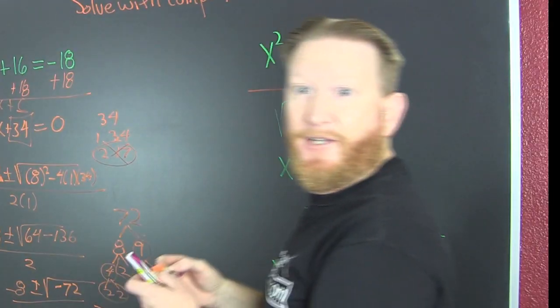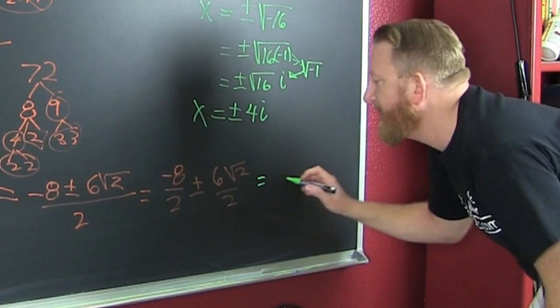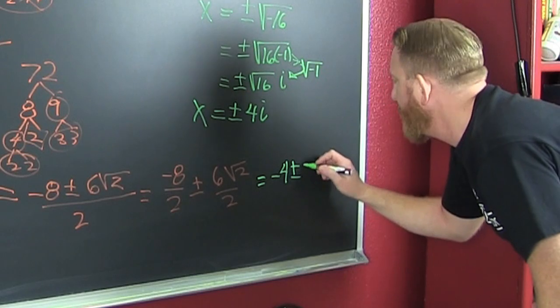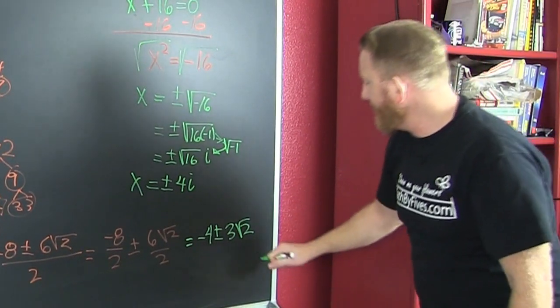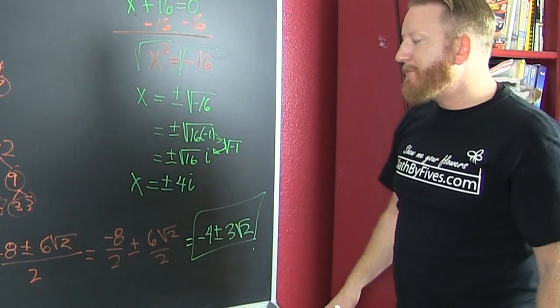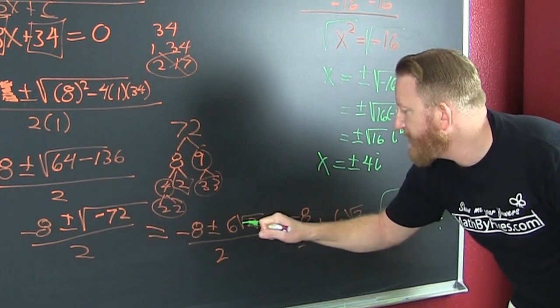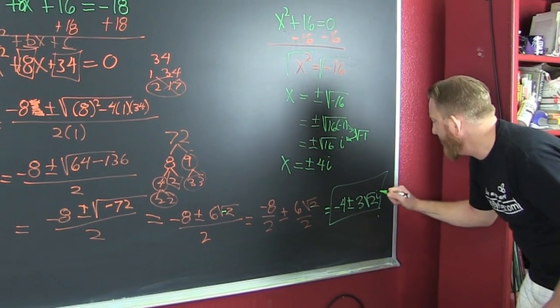That's minus 4 plus and minus 3 root 2. Wait, wasn't that supposed to be imaginary? Because that was a minus. That should be a minus. That should be a minus. And then i.